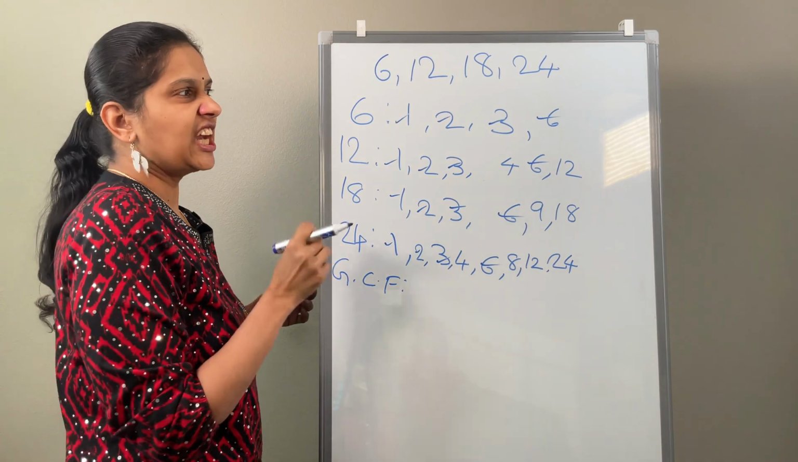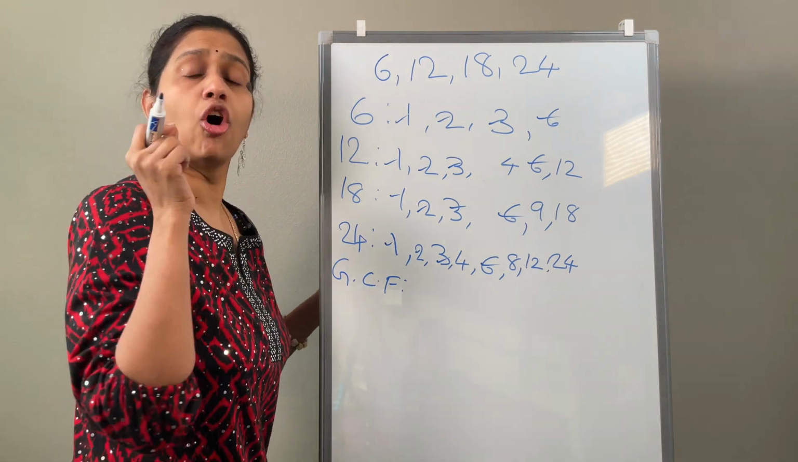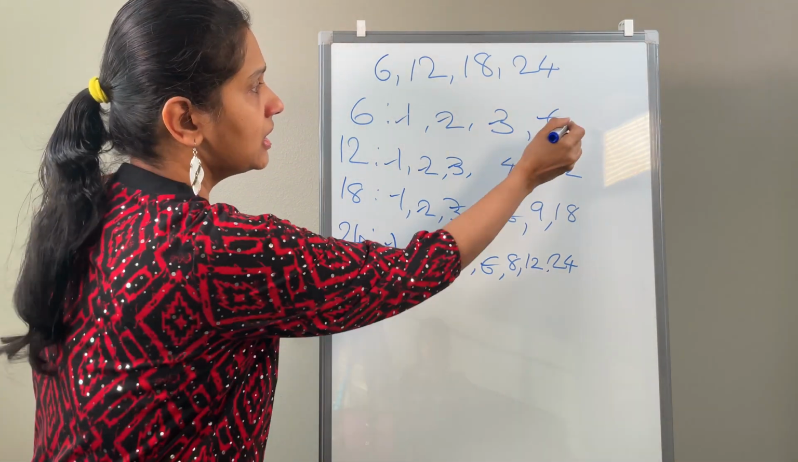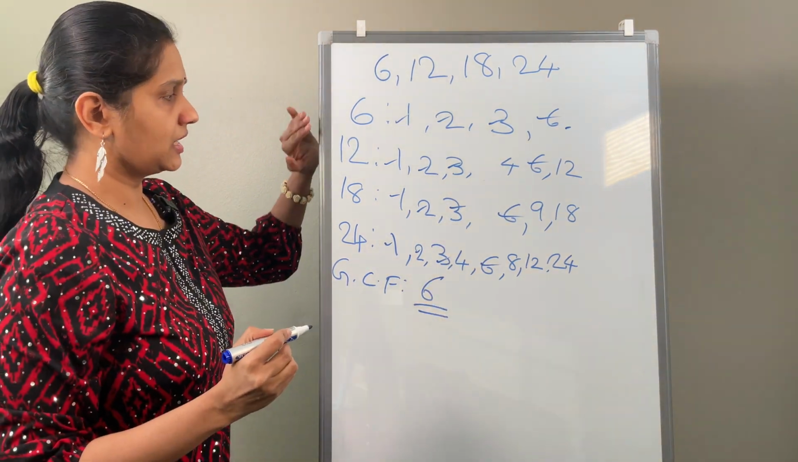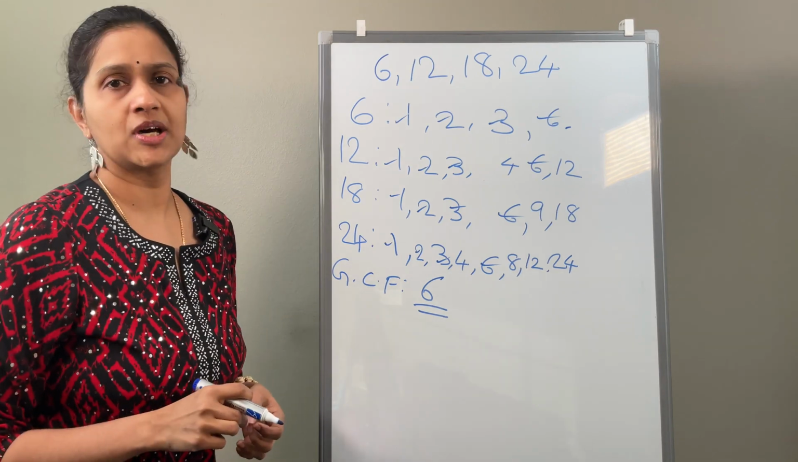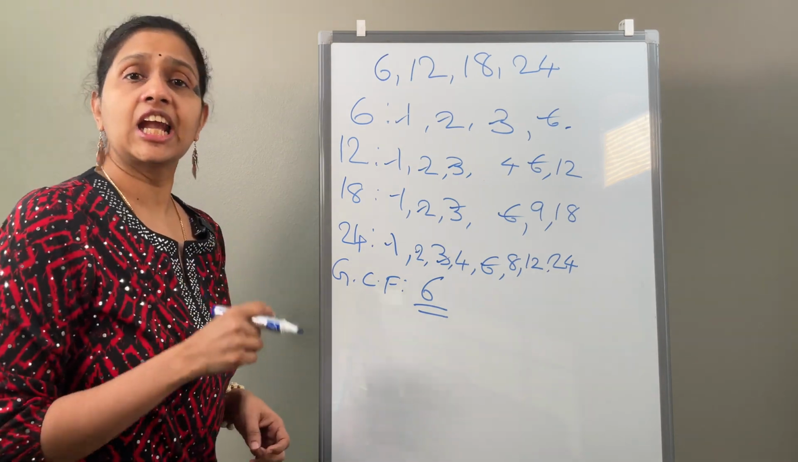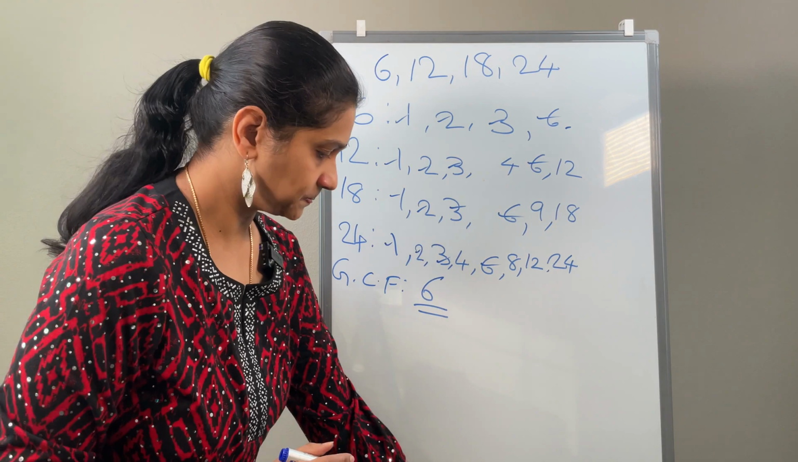So what is the greatest number that is common in all these numbers? It's going to be the number 6. That is the biggest number that is available in all these 4 numbers. So that is going to be the greatest common factor.